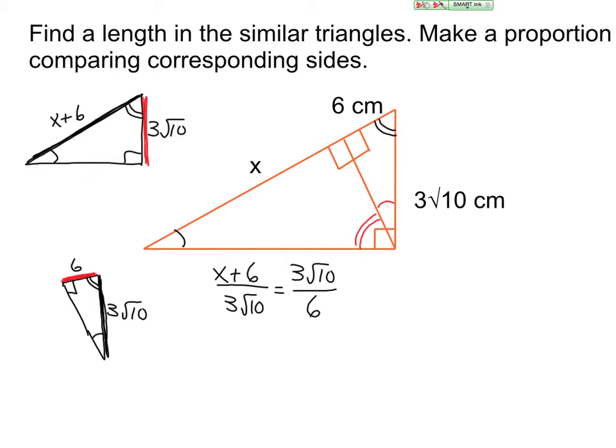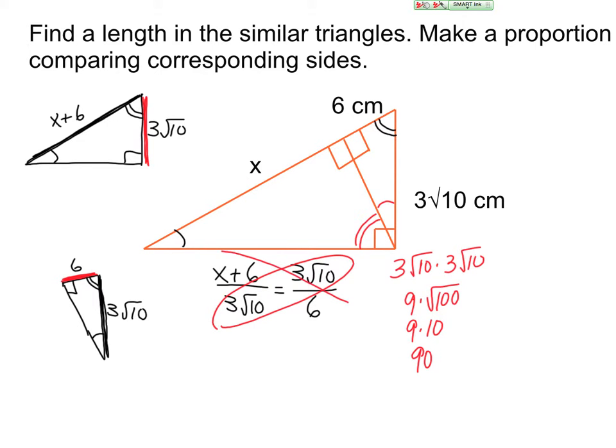All right, should I keep going here to show? Are you understanding my setup? Yeah. All right, so when you multiply 3 square roots of 10 times 3 square roots of 10, that is going to be 9 times the square root of 100, which is 9 times 10 or 90. The other direction, 6 times x plus 6 would be 6x plus 36. So subtract 36, 54, and divide by 6, 9.